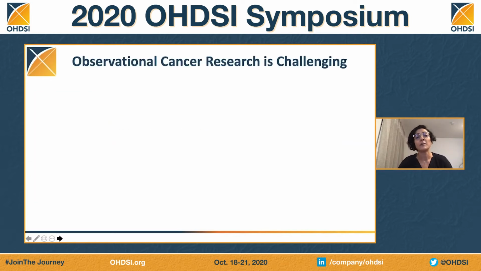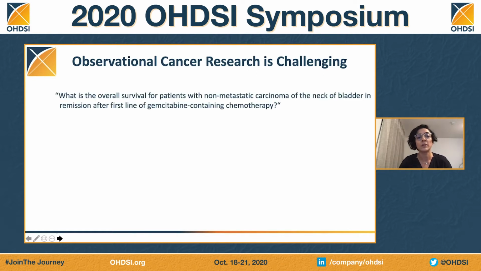As you all know, observational cancer research is challenging and it's not like other conditions. All of us in a daily setting are faced with questions like this: What is the overall survival for patients with non-metastatic carcinoma of the neck of bladder in remission after first line of gemcitabine-containing chemotherapy? As you can see, there are a lot of details here that are necessary for us to identify the patient population and also look into outcomes.